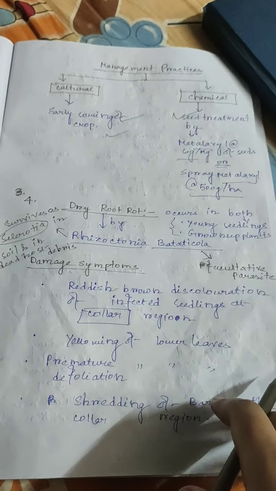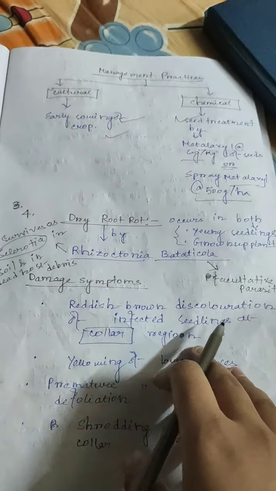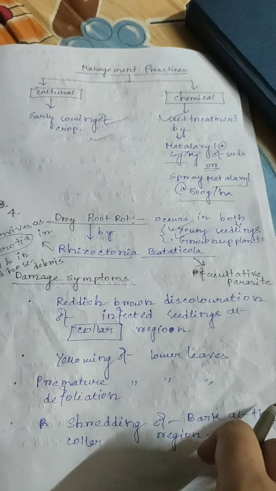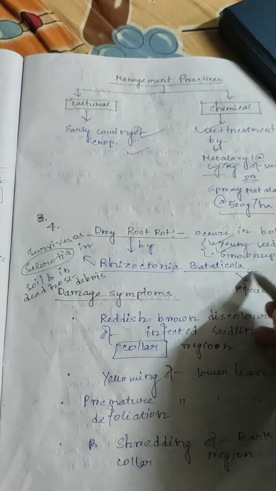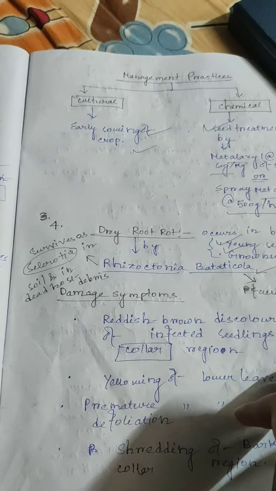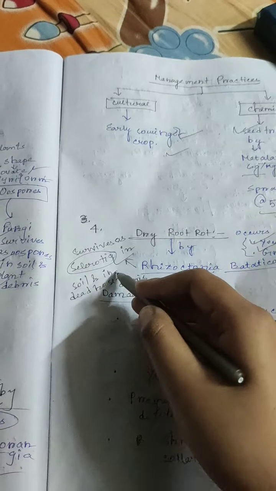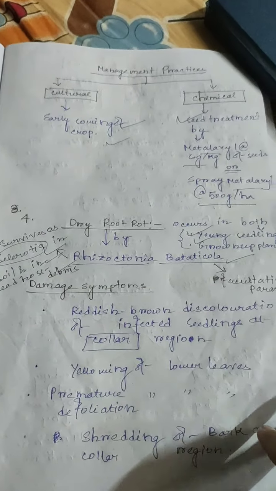The fourth disease is dry root rot. Dry root rot occurs in both young seedlings and grown-up plants. It is caused by Rhizoctonia bataticola, which survives as sclerotia in the soil and dead host debris.